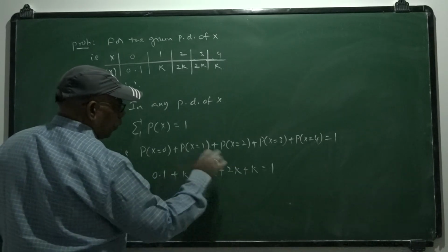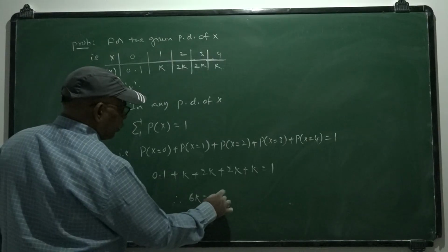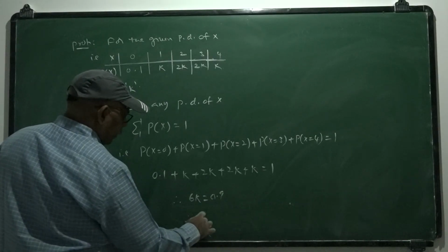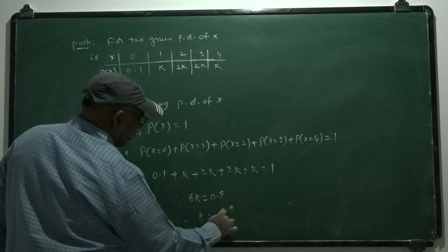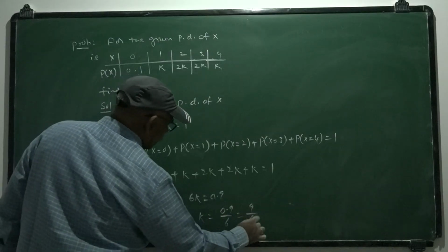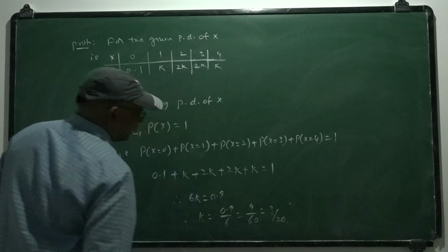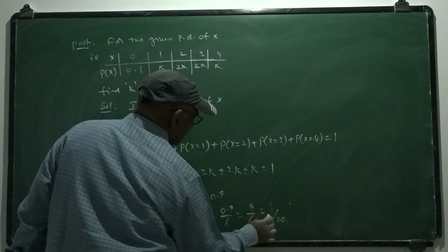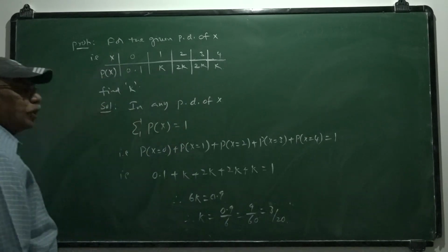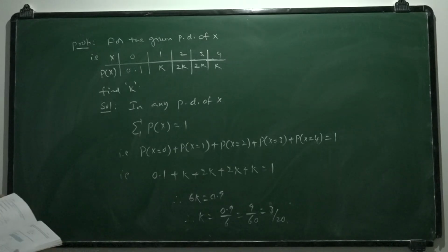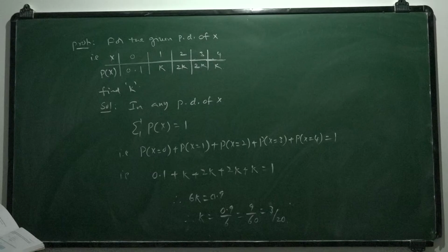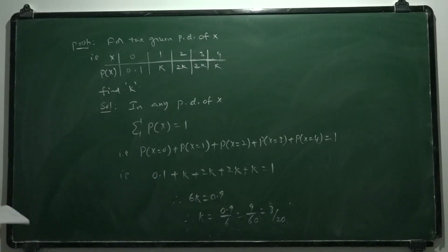6k takes the value 1 minus 0.1, that is 0.9. Therefore, k takes the value 0.9 by 6, that is 90 by 60, which is 3 by 20. The required k value is 3 by 20.